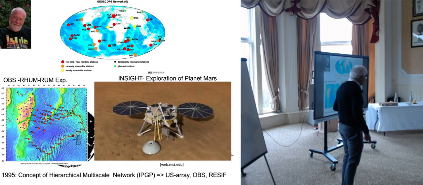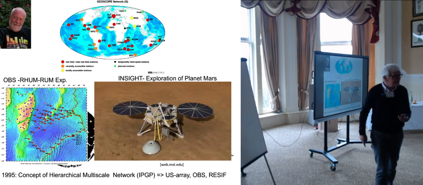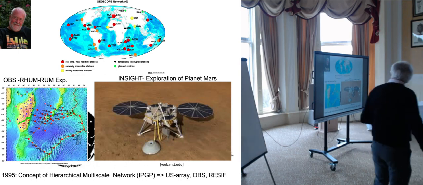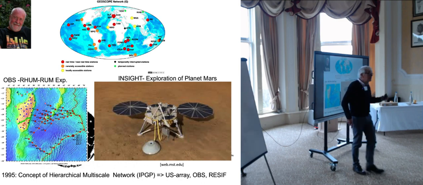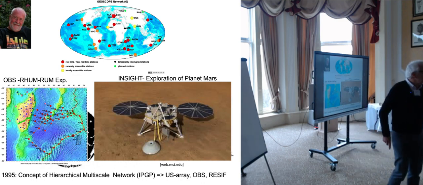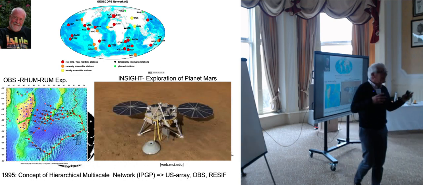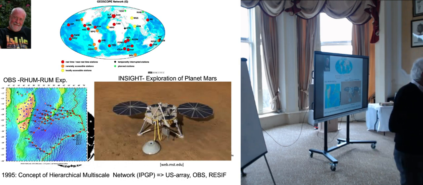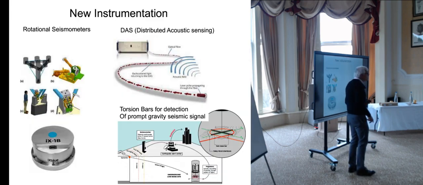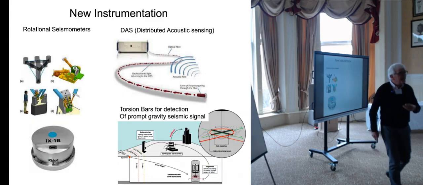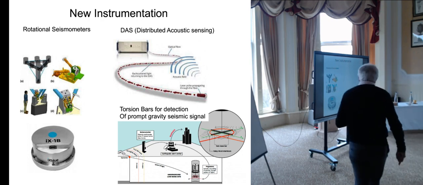Of course, he didn't know that we are starting to explore other planets, and there was a famous InSight experiment in 2018 where it was possible to install very broadband seismometers on planet Mars. Okay, another important point: data are the most important, but we also need new instrumentation, new instruments, because new instruments means a new way of looking at physical processes.